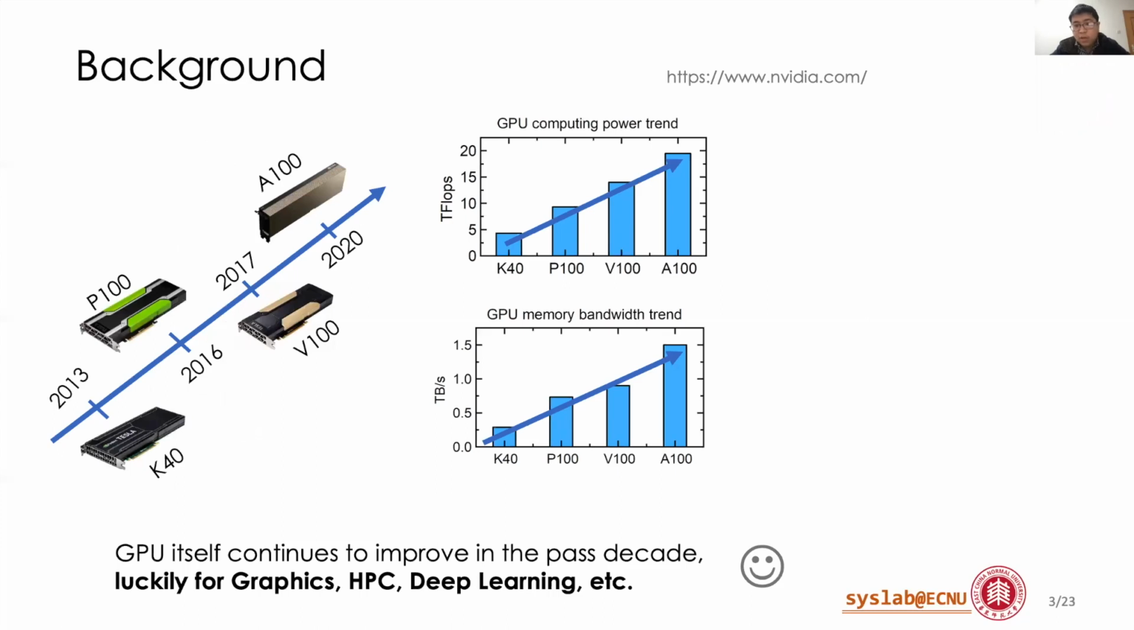These features show the computing power and memory bandwidth of mainstream GPU types since 2030. We observe that GPU hardware has developed rapidly in the past decades without any sign of stopping. This progress is beneficial to computing-intensive scenarios such as graphics processing, high-performance computing, and deep learning.